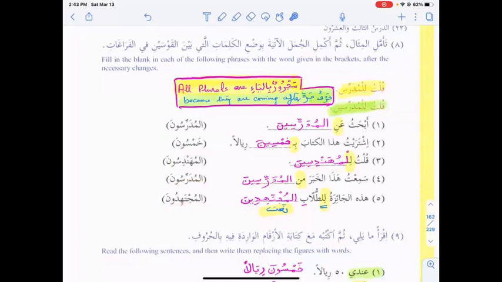So we read here, abhathu anil mudarrisina: jar majrur, harf jar, ism majrur, and the sign of its jarr is the ya, because it is jam' mudhakkar salim. Ishtaraitu hadhal kitaba, I bought this book for how much? Khamsina riyalan. Khamsuna became khamsina riyalan. This is tamyiz. So khamsina is majrur bil ya because it is jam' mudhakkar salim. Kultu lil muhandisina, I said to the engineers. Majrur bil ya because it is jam' mudhakkar salim.